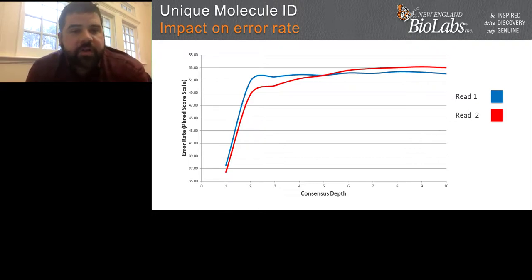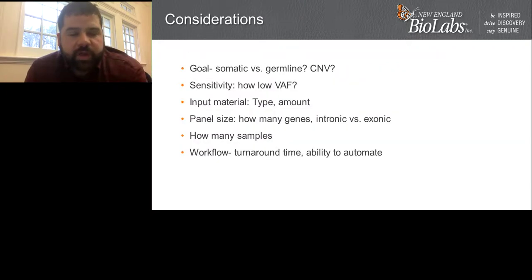So I think, just in conclusion, there are a lot of considerations that need to be taken into account as you're deciding what the right fit is in terms of a technology for a given application. Understanding the goal of the study: are we looking for somatic variants? Are we looking for germline variants? Do we need to call copy number variants with this? Sensitivity is huge because it's a direct function of how much sequence depth you need to get out of your sample, and understanding the percentage of variant allele frequencies that you need to get down to. Input material, as we discussed, can be highly variable, but understanding not just the type of material but also the amount of material that's going to be available for your study.